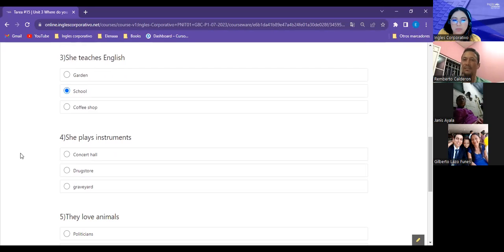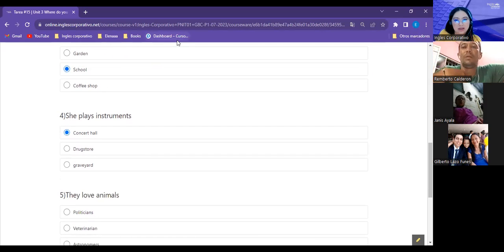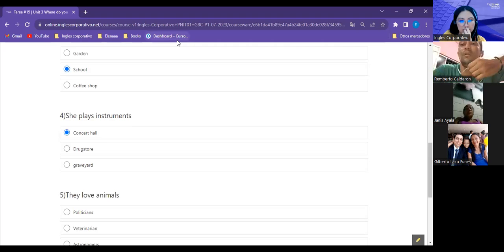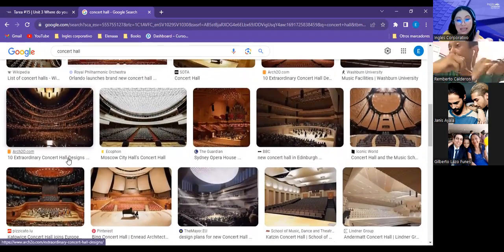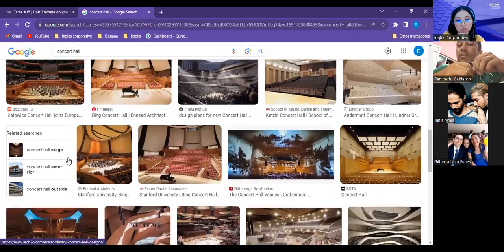She plays instruments. Concert hall. ¿Saben qué es un concert hall? ¿Qué será un concert hall? ¿Qué se le viene a la mente cuando leen eso? Un salón grande. Sean curiosos, ¿sí? Alimenten su curiosidad con vocabulario nuevo. Este es un concert hall. Es un escenario adaptado para presentaciones. Puede ser un estadio, un teatro. Theater. Pero sí, adaptado para una presentación. Ese es un concert hall.